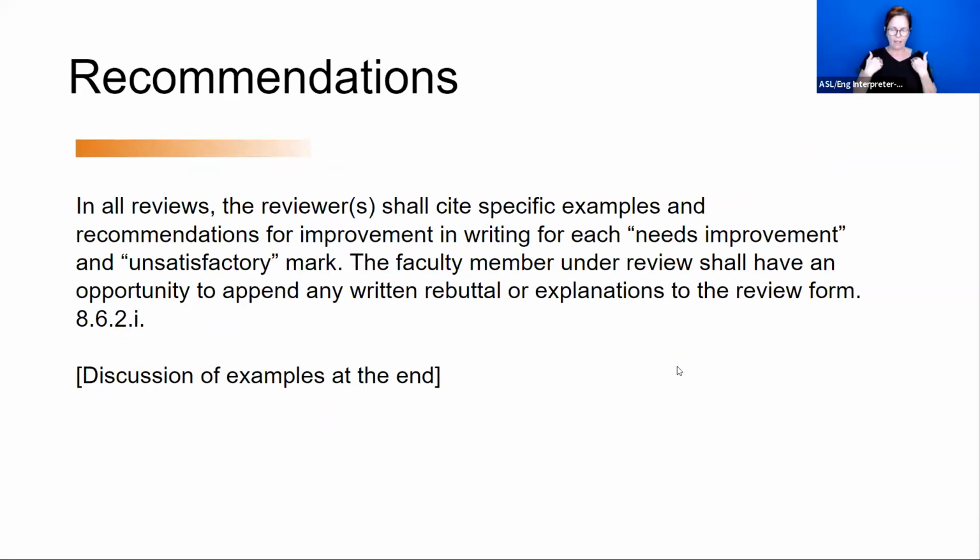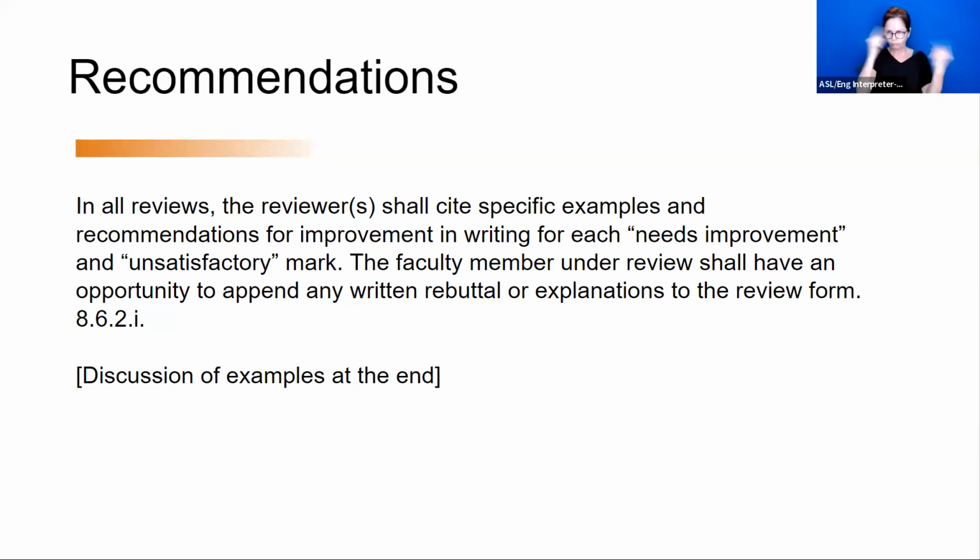Okay, I think we've caught up on the questions in the chat. So recommendations: in all reviews, the reviewers shall cite specific examples and recommendations for improvement in writing for each needs improvement and unsatisfactory mark. The faculty member under review shall have an opportunity to append any written rebuttal or explanations to the review form.